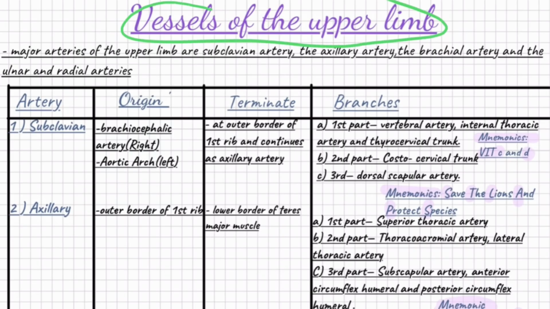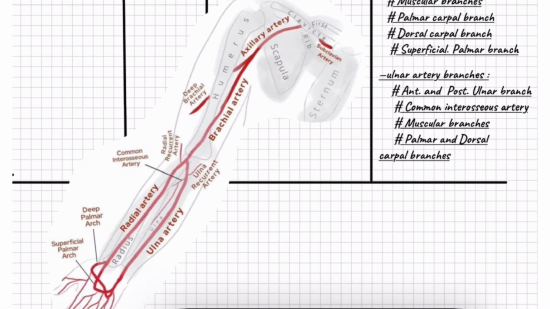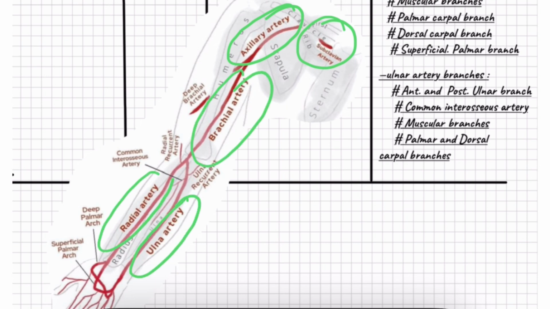Today we will discuss the vessels of the upper limb. First, we will talk about arteries. Major arteries of the upper limb are the subclavian artery, the axillary artery, the brachial artery, and the ulnar and radial arteries.